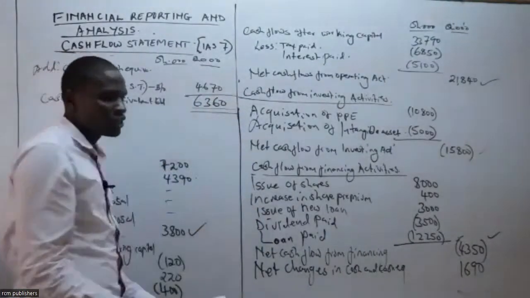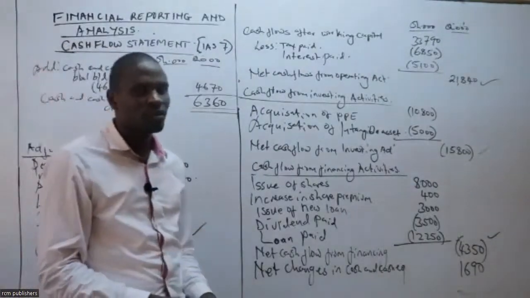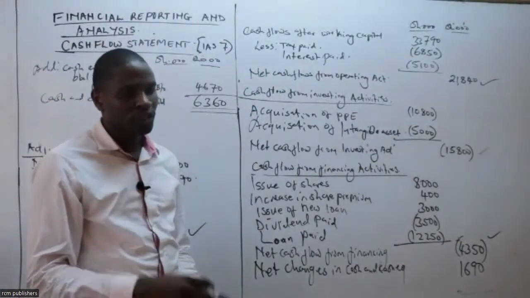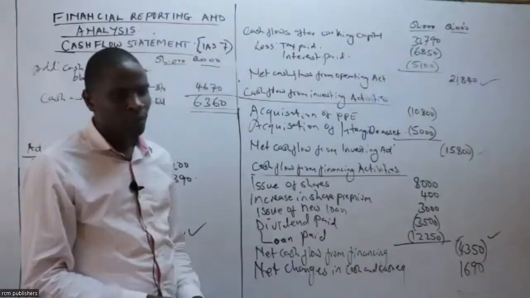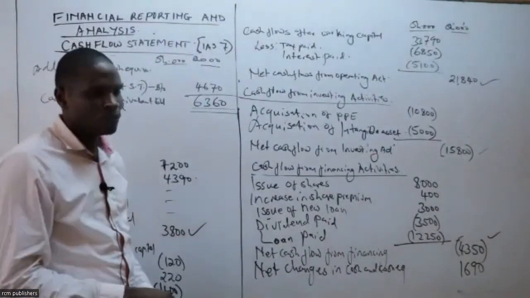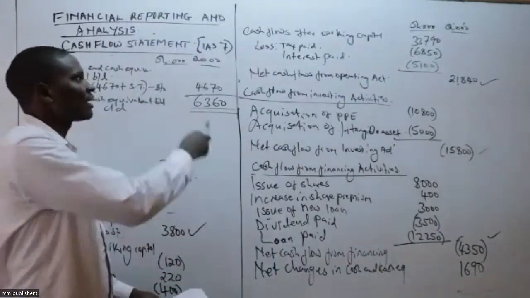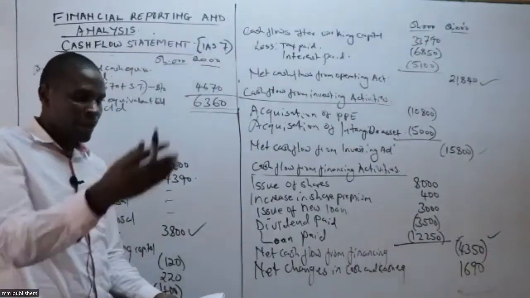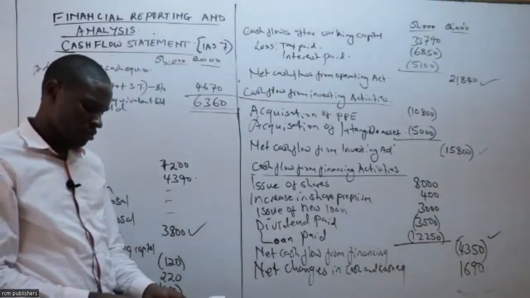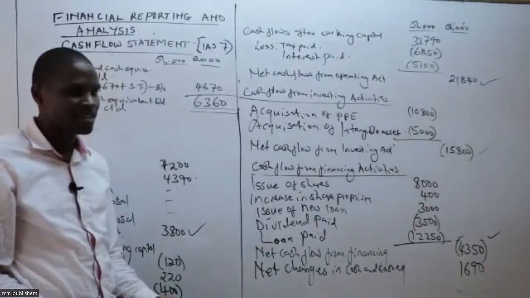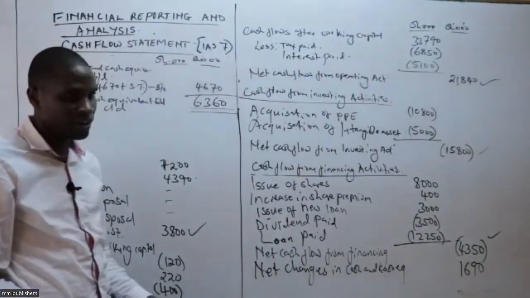6360. And then you confirm with your question, is it balancing? You just confirm with the cash and cash equivalent as at the end of the period. The cash and cash equivalent, I can see for sure it is 6360.